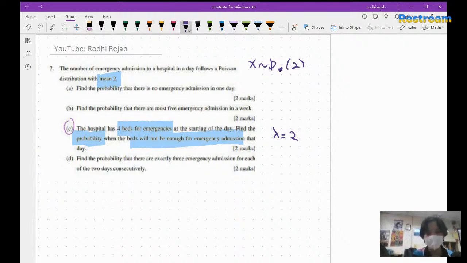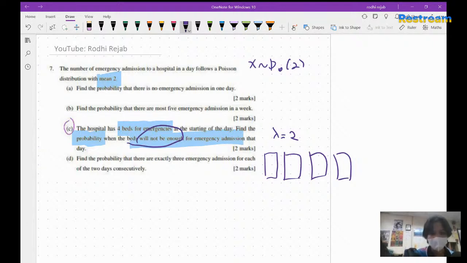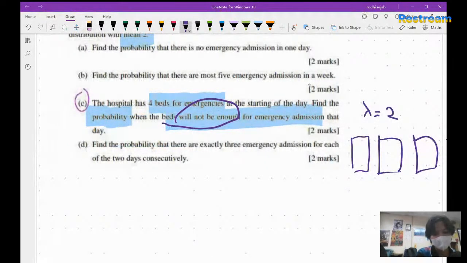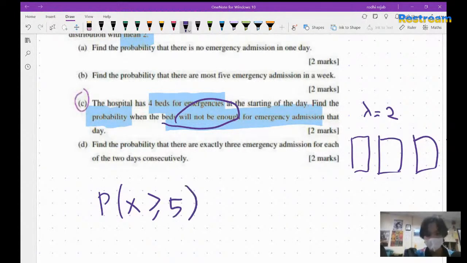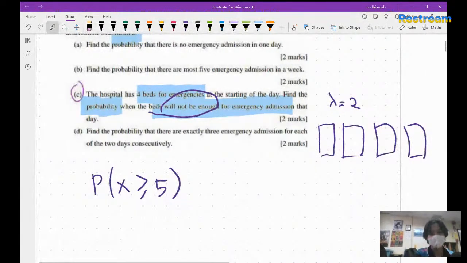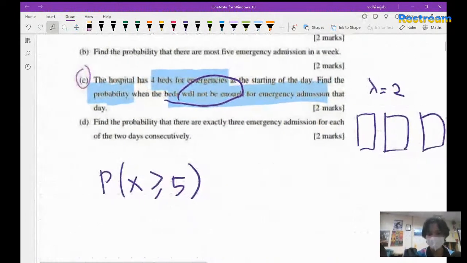Let's look into the situation. The hospital has 4 beds, meaning it can only accept 4 patients. If the beds will not be enough, meaning in 1 day there should be more than 4 patients coming in. By that, we can say that if the number of patients coming in is more than 5, then the beds will not be enough for that day. So this is basically it. Then we can continue lah.